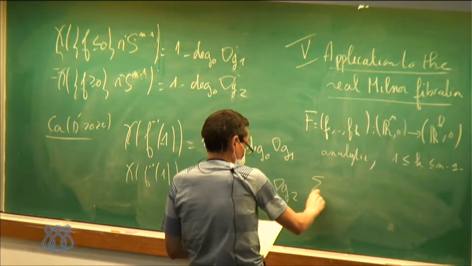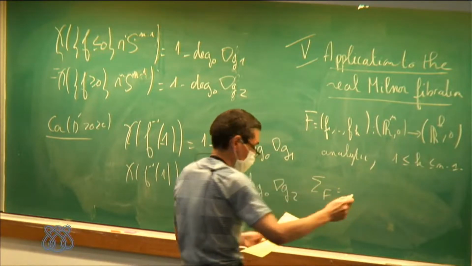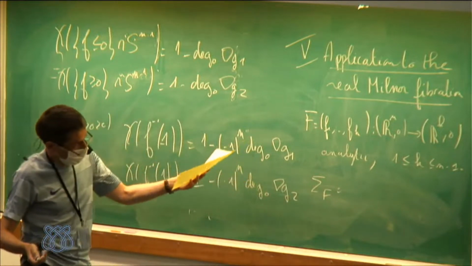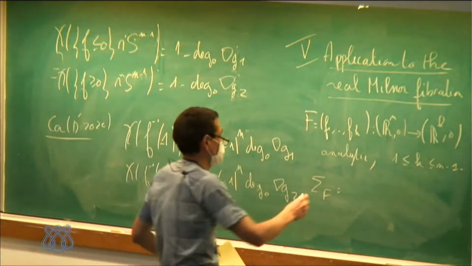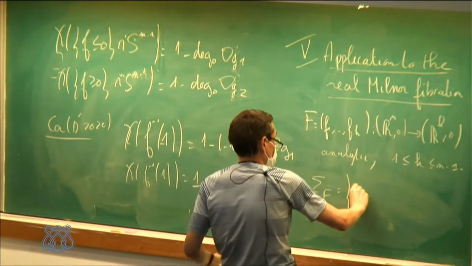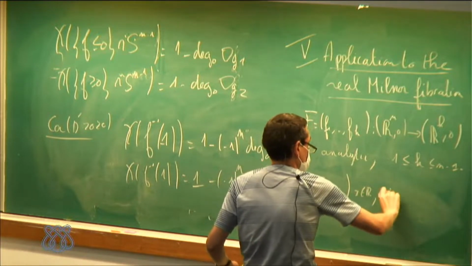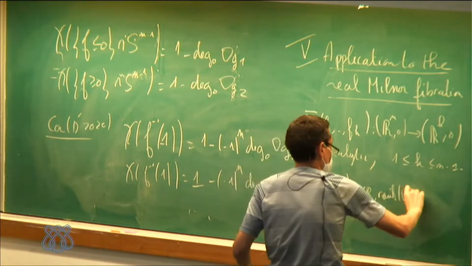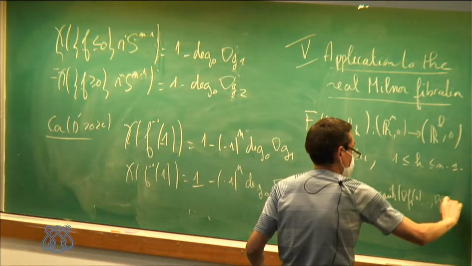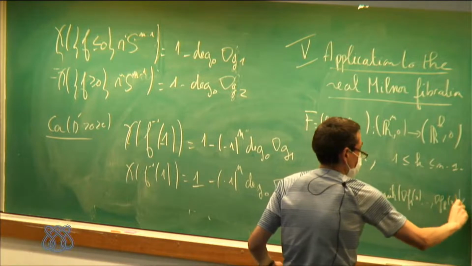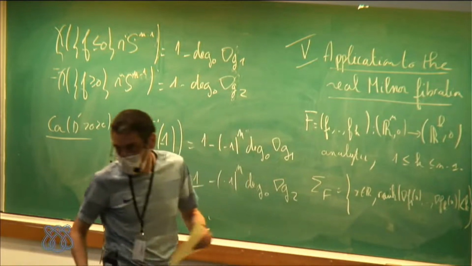Sigma f is the critical locus of f, the set of points where the Jacobian matrix does not have rank k. So this is a set of points in R^n such that the rank of the gradient of f1, ..., gradient of fk is strictly smaller than k. So this is a set of singular points.